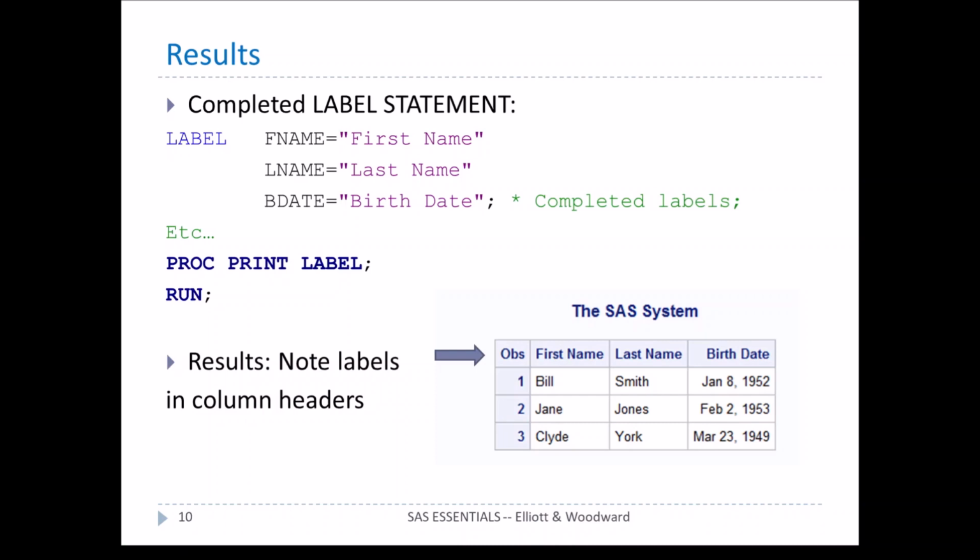and then we run the program, this is what our output looks like. So we can see the column names are first name, last name, and birthday. If we had not done this, then our column names would be F name, L name, and B date. And so you can see this provides a much more readable output.